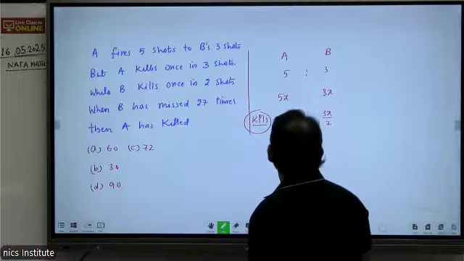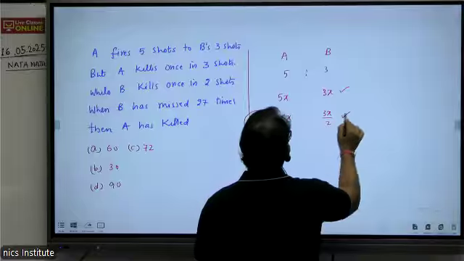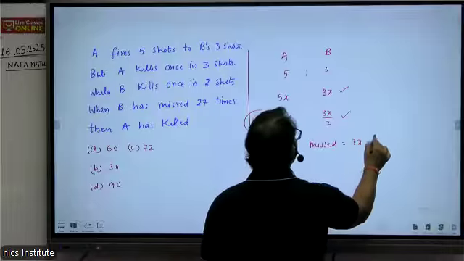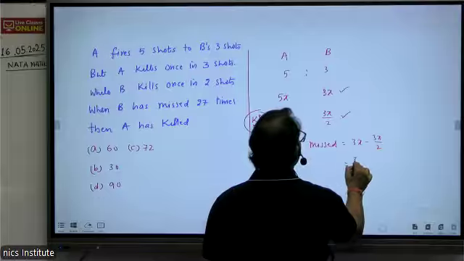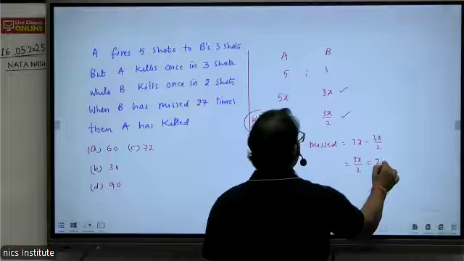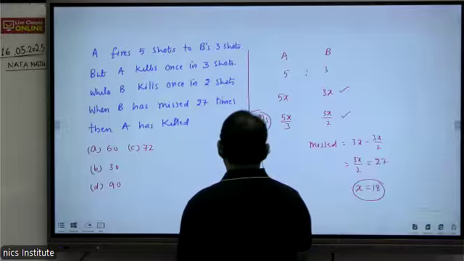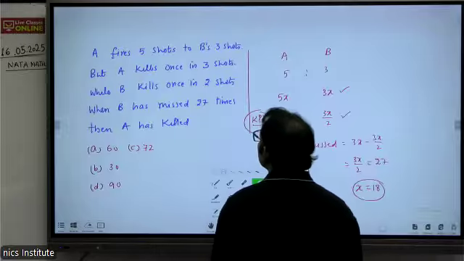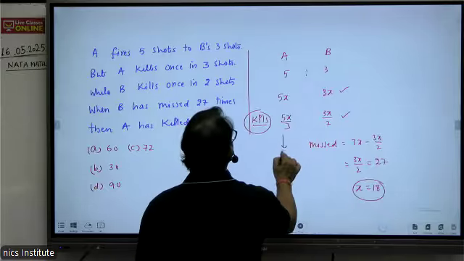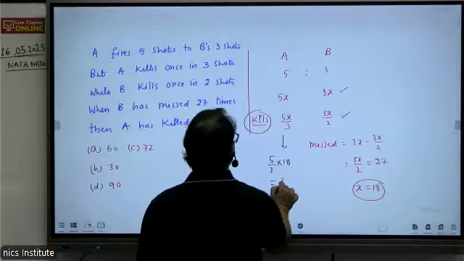This is fine. So if he got how many shots? 3x. Killed how many? So how many he missed? He missed 3x minus 3x by 2. That is 3x by 2, which has been given to us. B has missed 27 times. X is 18. That means A has killed how many? 5 by 3 into 18. 30.